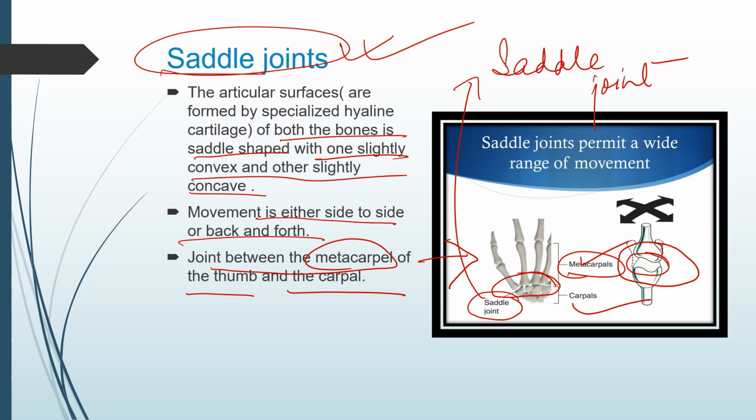Now saddle joints permit a wide range of movement. They help to move either side to side or back and forth, and the name of this joint comes from the saddle-shaped bones, where one is slightly convex and the other slightly concave. So this is all for today's video on the structural classification of joints. We have gone through the three main structural classifications, with the five main types of synovial joints.